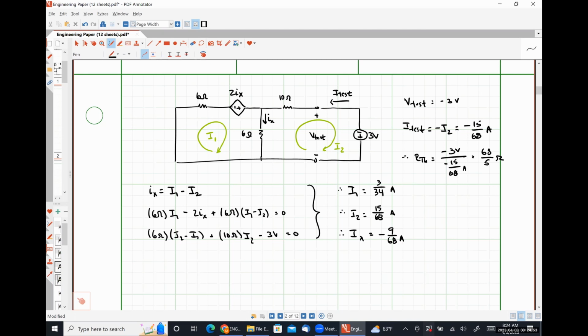So by choosing a 3-volt test source, positive polarity on the bottom, which I let you guys pick those numbers, we get the exact same result. No trickery or foolery here. Let's do a similar thing using a current source.